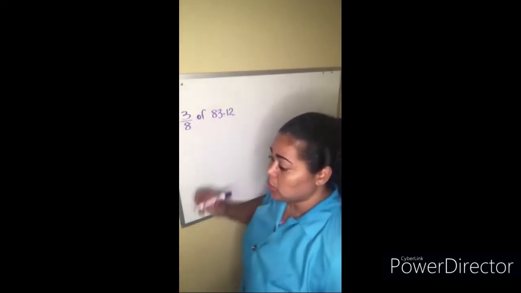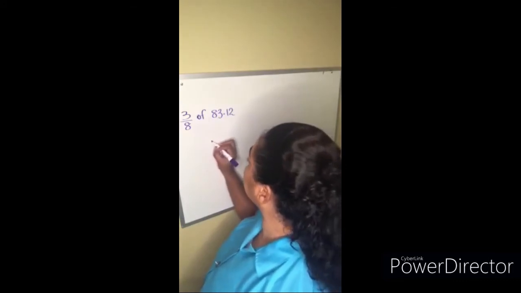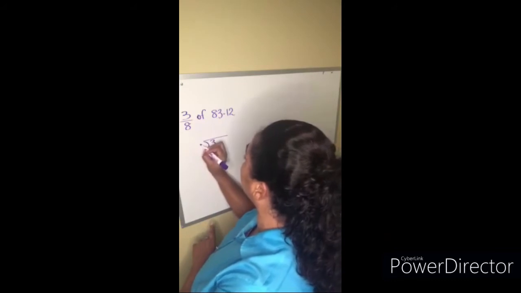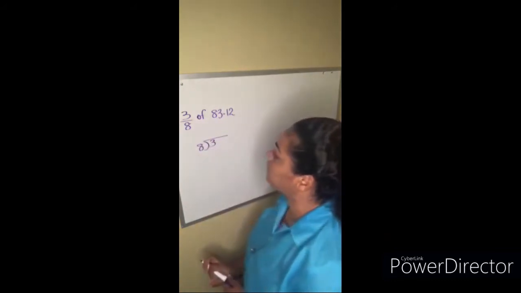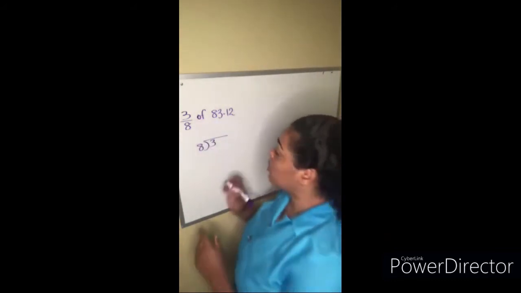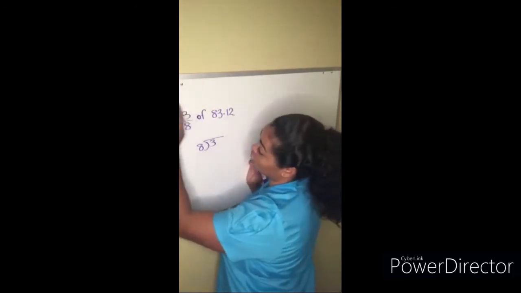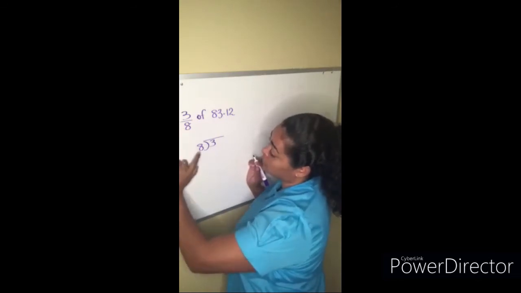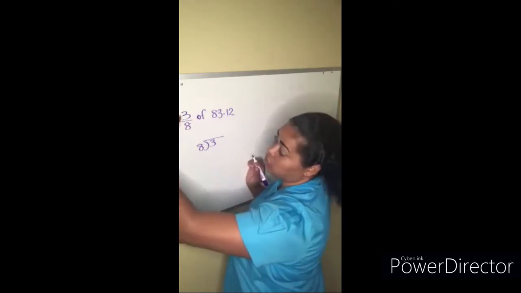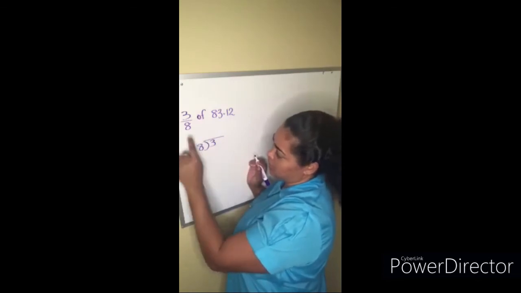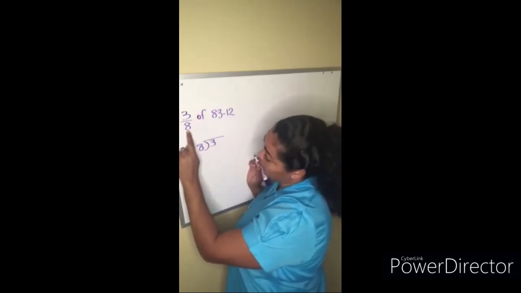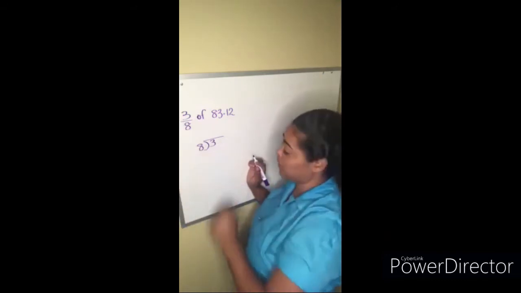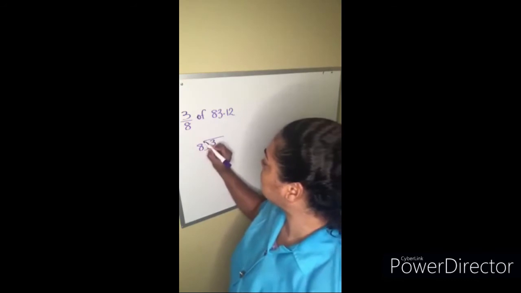When we change fractions to decimals, guys, when you see a fraction and you want to divide, you will use the denominator outside and the numerator inside. This is basically telling you 8 into 3. So 8 goes out and 3 goes in. So now let's begin with that.